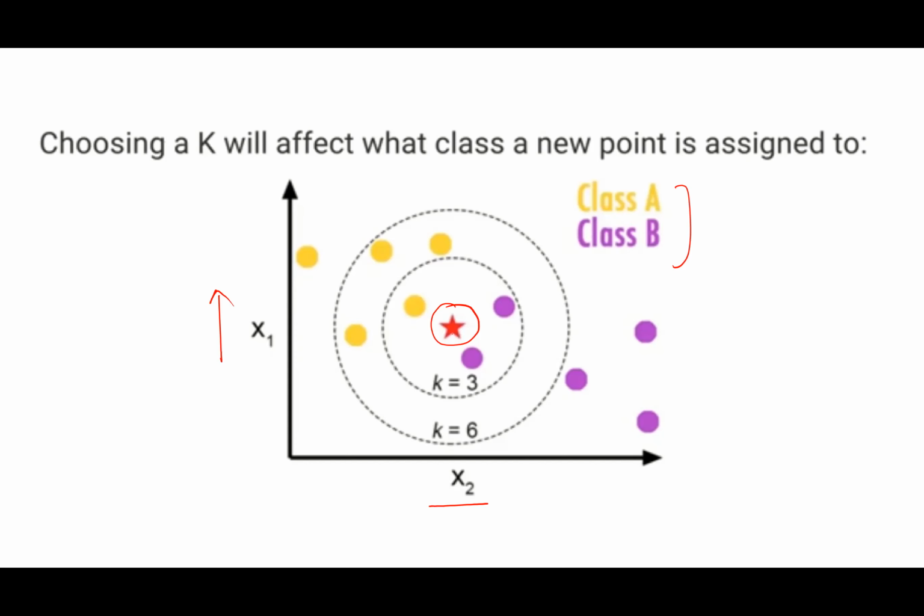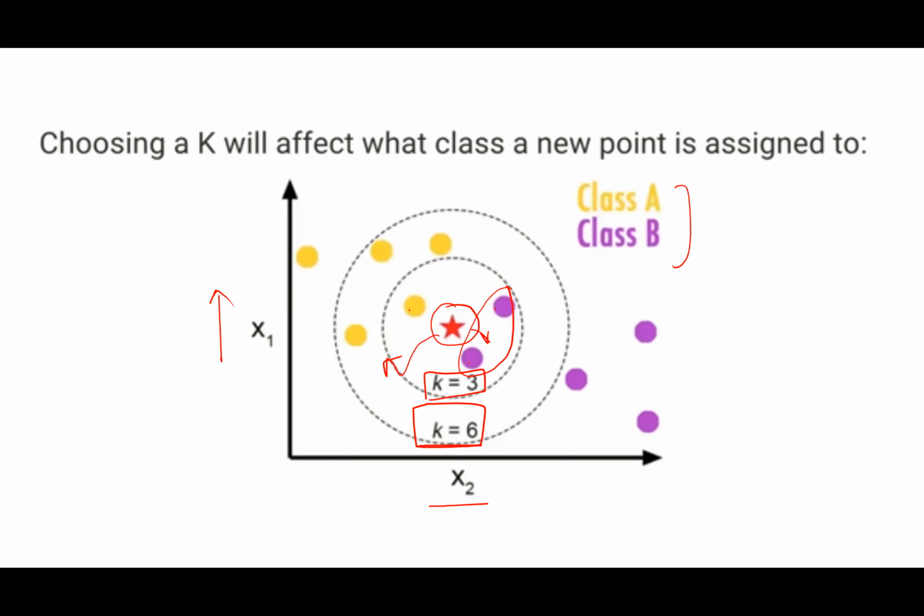I want to figure out based on k nearest neighbors, right? So if I set the value of k equal to 3, these are the 3 closest neighbors of this new data point. Based on the votes, my red star should belong to the purple class, right? But if I keep the value of k to be 6, then the situation completely changes, right? So the nearest 6 are these, and out of 6, 4 of them belong to class A, the yellow class. So now my red star belongs to the yellow class, right?